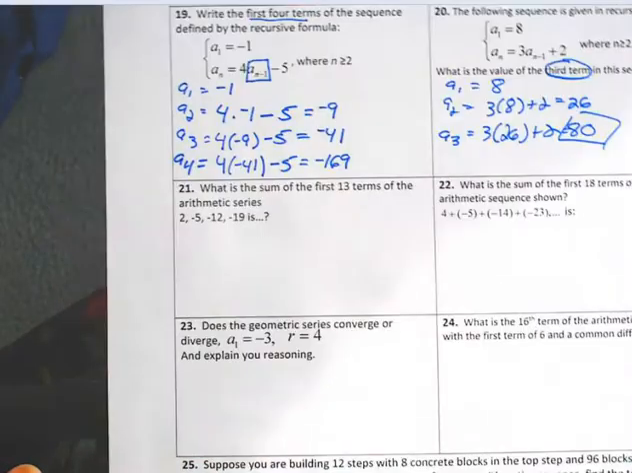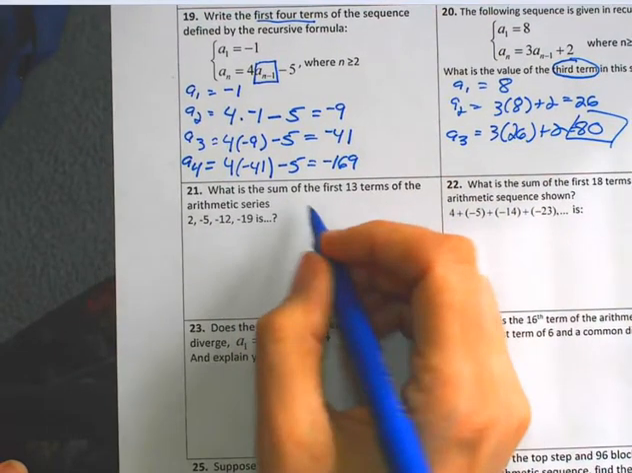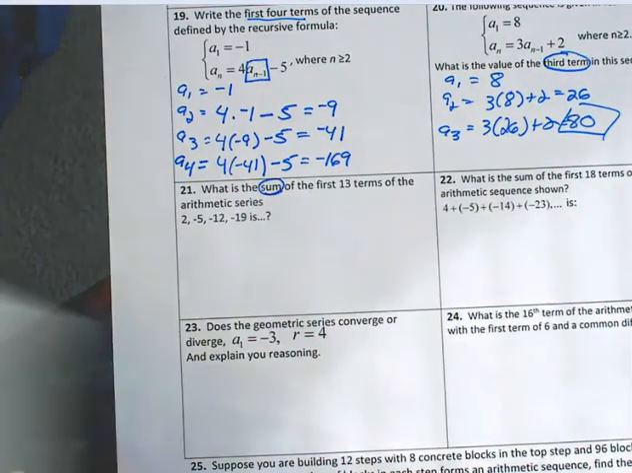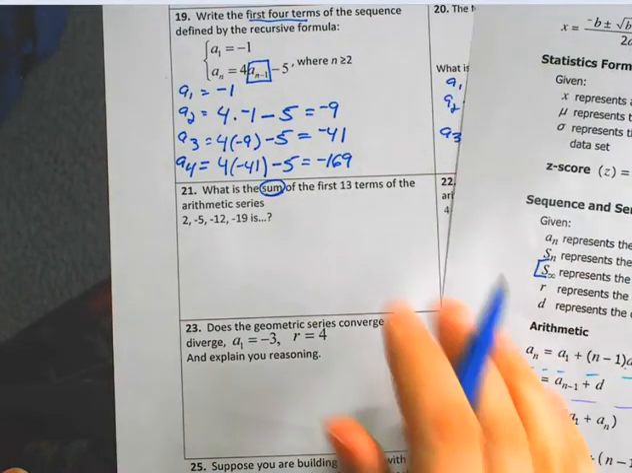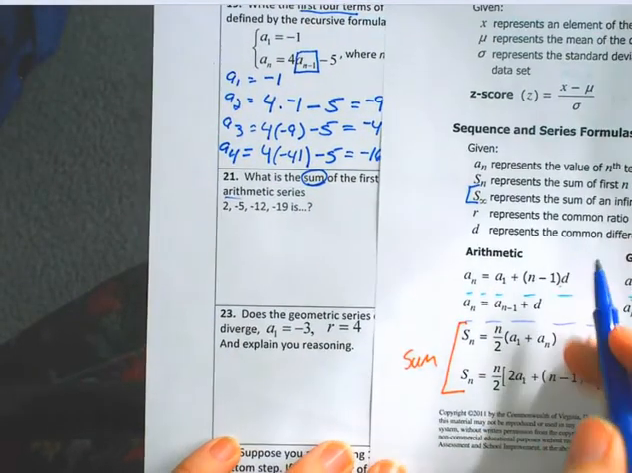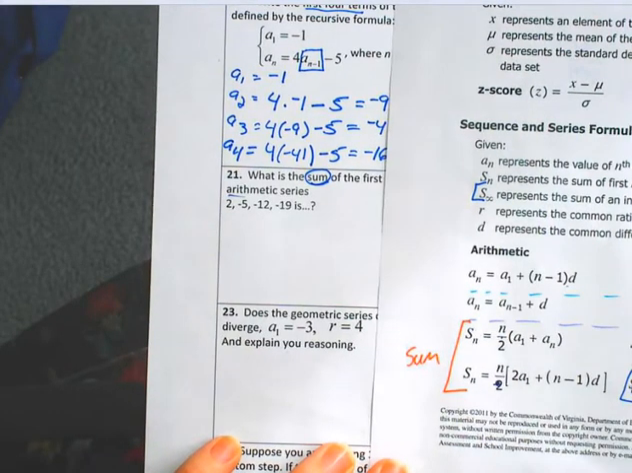All right, next, what is the sum of the first 13 terms in the arithmetic series 2, -5, -12, and so on? So it says, what is the sum? You need to get your formula sheet out. And they tell you that it's an arithmetic series. So I need the sum formula. I'm going to use this one or this one. You are going to make a determination based on what you have. So let's look at what we have.